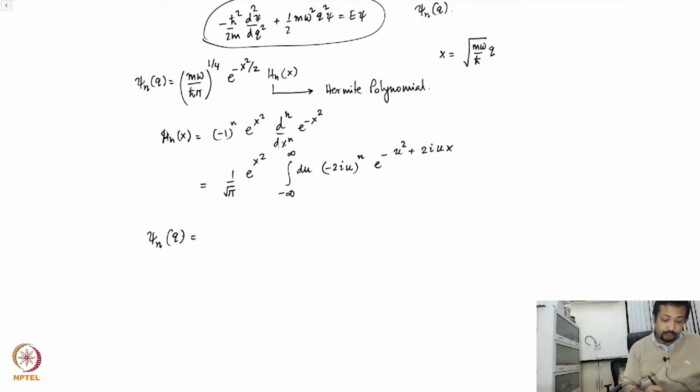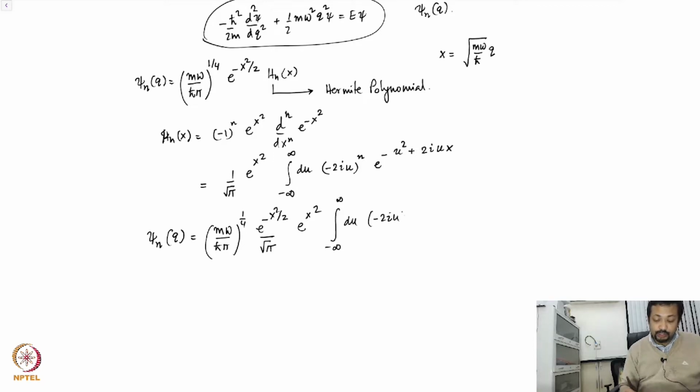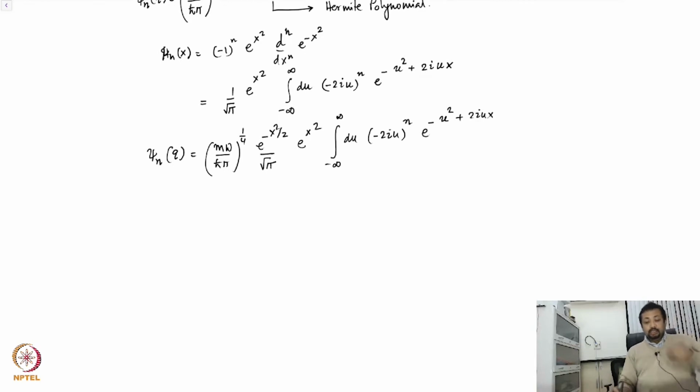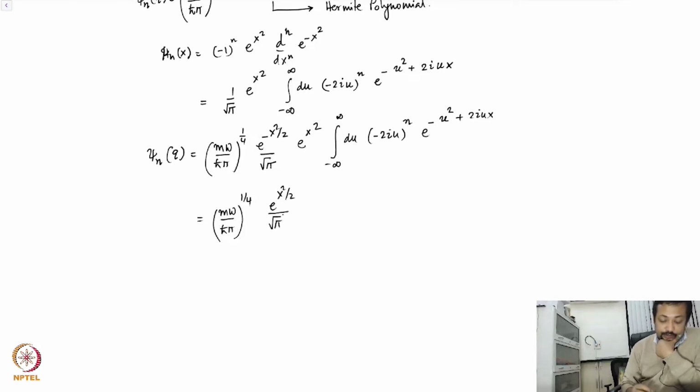So psi n of q then becomes (m omega over h bar pi) raised to the power 1/4 e to the power minus x square by 2 e to the power x square over square root of pi, integral from minus infinity to plus infinity du (2iu) raised to the power n e to the power minus u square plus 2iux. We will later on use this relation.